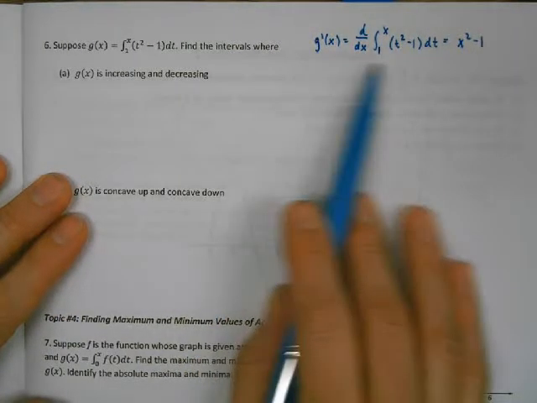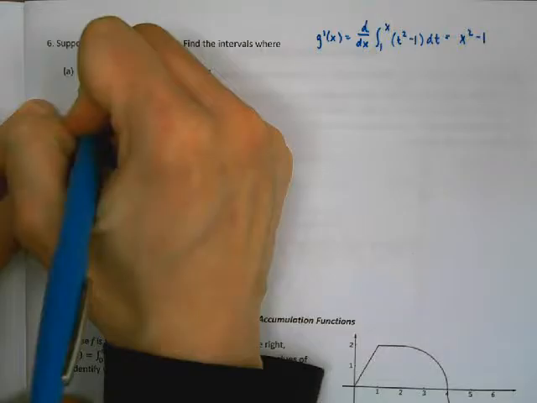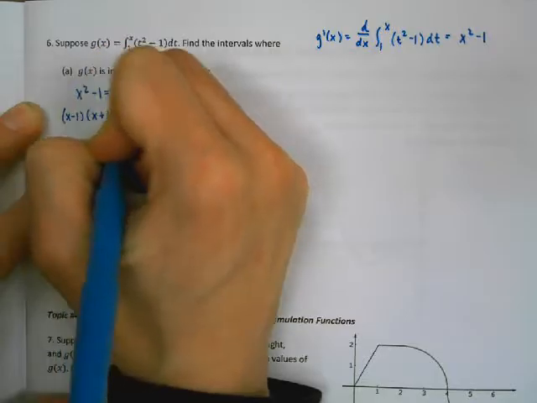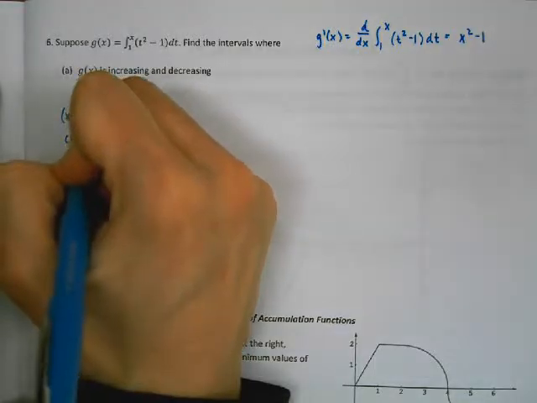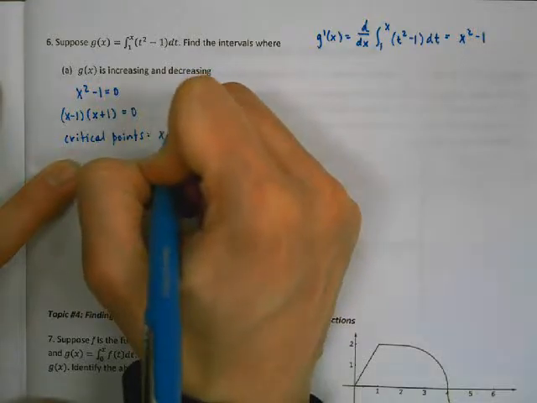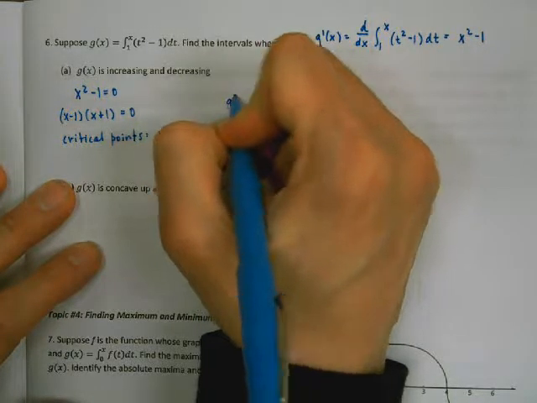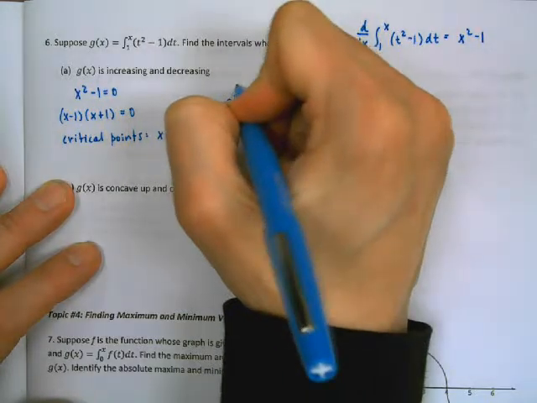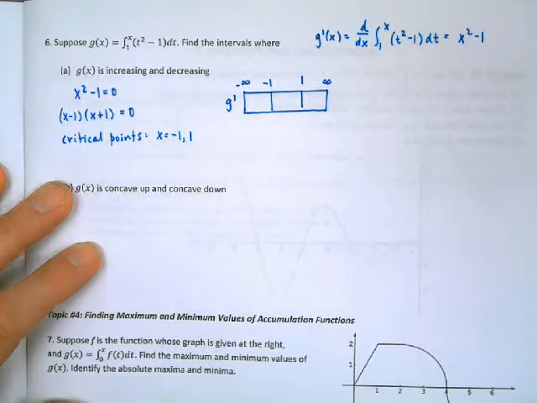Okay, so now we've found our derivative already. That's our first step. So now we're going to set that equal to 0. All right, we know we've got x minus 1 and x plus 1. So now we've got 2 critical points. So we've got x equals negative 1 and 1. So I'm going to go ahead and make my table. Here's g prime. I've got negative infinity, negative 1, 1, and infinity.